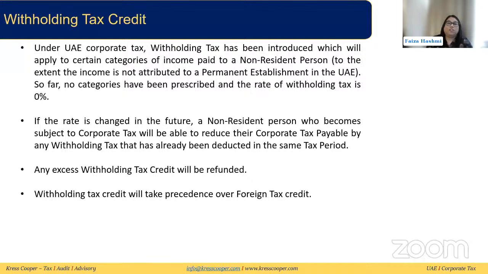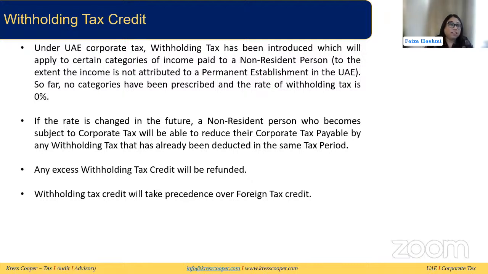Now, withholding tax credit. There are certain credits allowed under the UAE corporate tax law, like withholding tax credit and foreign tax credit. We will discuss that now. For withholding tax credit, under UAE law, it has been introduced, and it will apply to certain categories of income which is paid to a non-resident person to the extent that it is not attributable to the PE in the UAE. But so far in the law, they have not given any category. So we don't know what those categories of income will be on which this withholding tax will apply. And the rate of withholding tax at the moment is given as 0%.